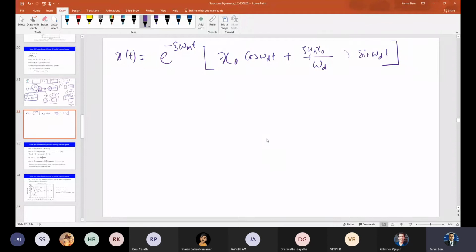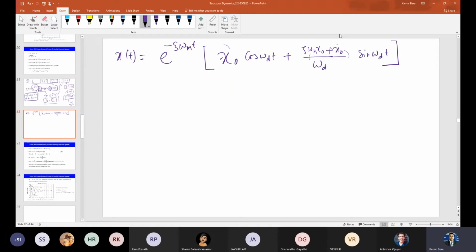Where has the velocity gone? Where is the velocity? It should come here. So this is the x naught dot. It is very surprising how the velocity would not come up. Anyway, whatever it is, just put it in and find out this constant. Now everything is known to you, so in terms of initial conditions, I can plot the responses.